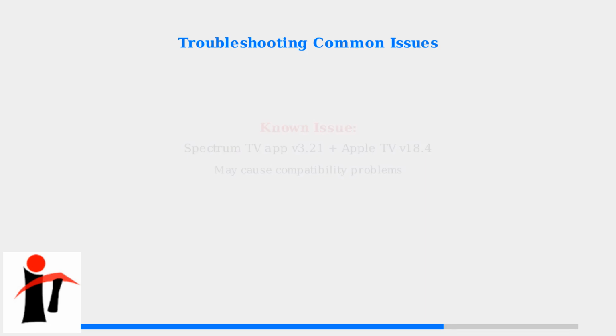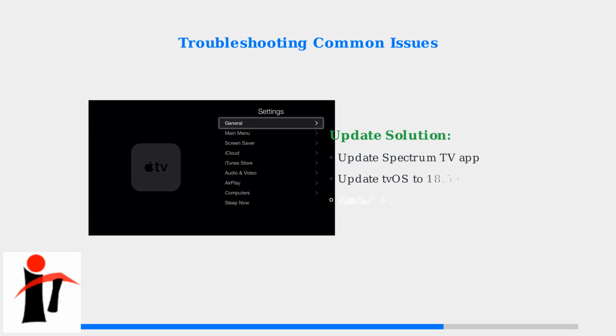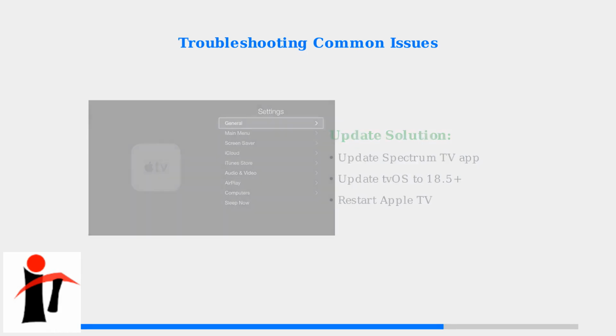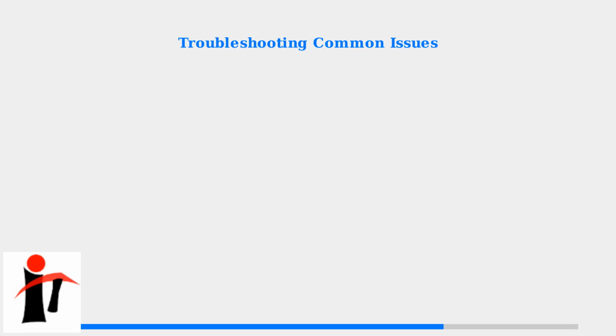As of April 2025, Spectrum product teams have been investigating compatibility issues between version 3.21 of the Spectrum TV app and Apple TV version 18.4. The solution is straightforward. Update both your Spectrum TV app and your Apple TV's operating system to the latest versions. For tvOS, version 18.5 or later is recommended to resolve these compatibility issues.